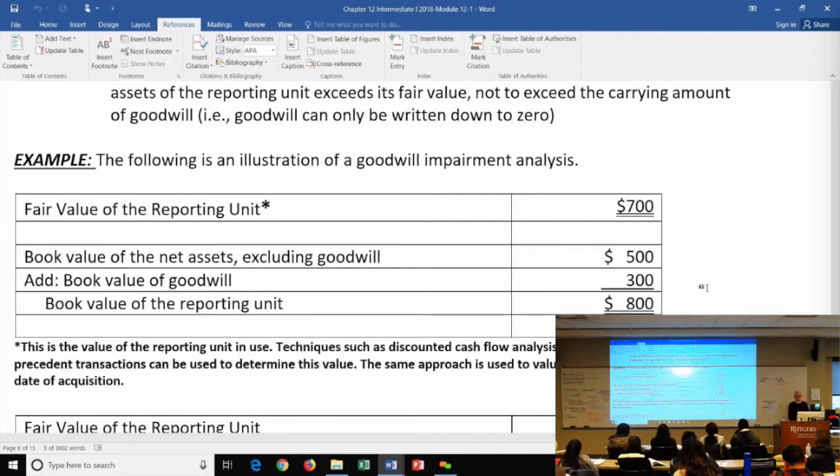How do you value a subsidiary? There are courses on valuation. Investment bankers do this all the time. You've got to value another company. How do you value it? If you own all the stock right now and it's not publicly traded, how do you value it? You've got to do the same thing that we said before. You look at market comparables. You'd look at recent transactions.